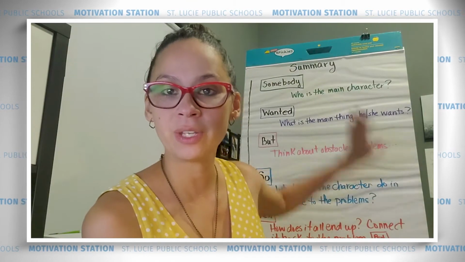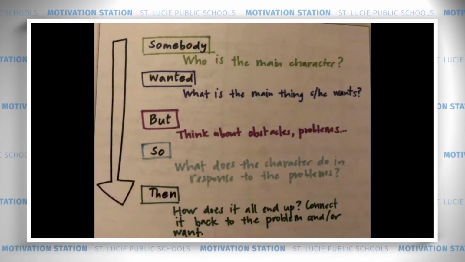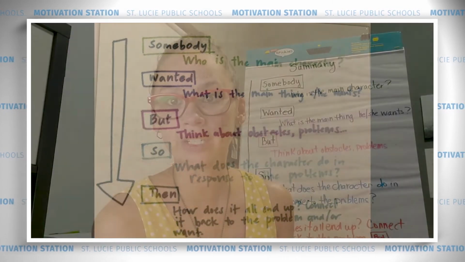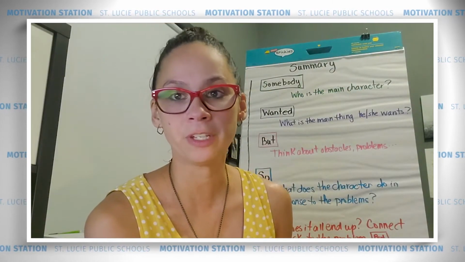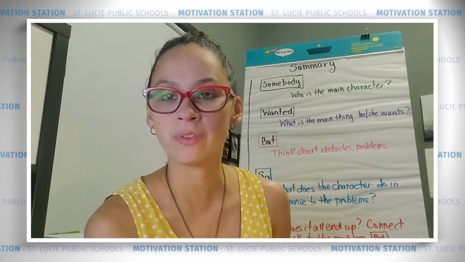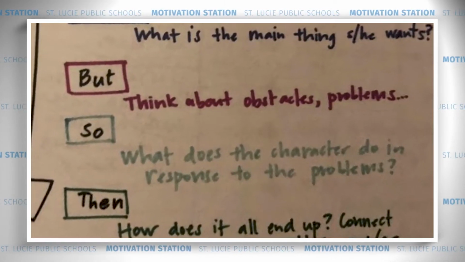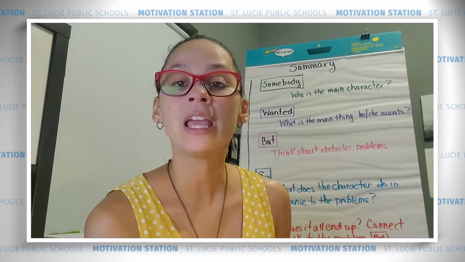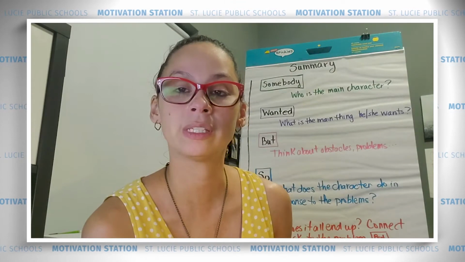Once you find that, you can answer the wanted. Think about the obstacles and problems that the main character is facing. What is the problem that he or she can't figure out? That's also going to be part of your summary. Then you're going to write, what does the character do in response to the problem? How he or she solves or overcomes that problem or obstacle? That is really important to include in your summary.